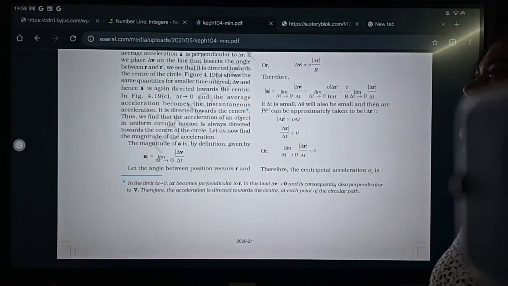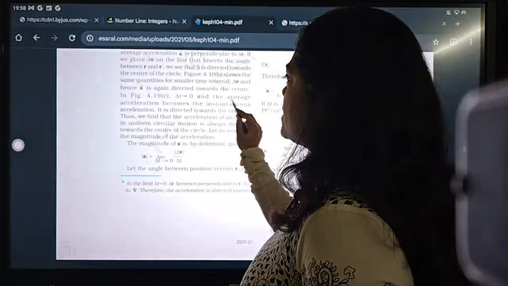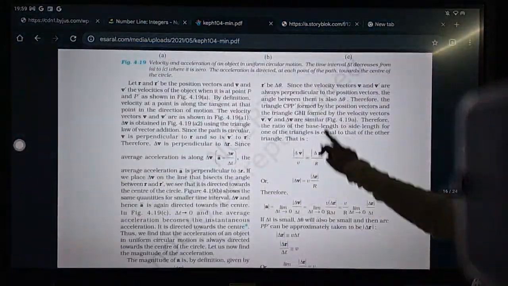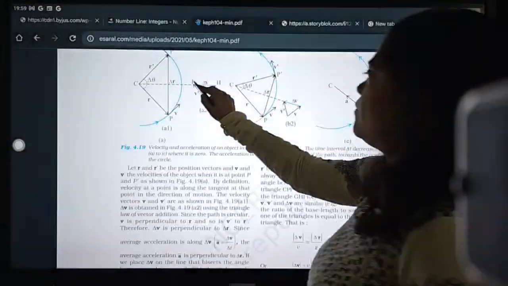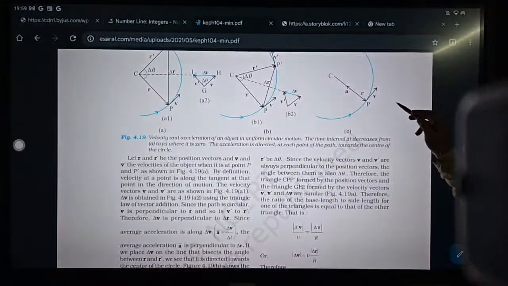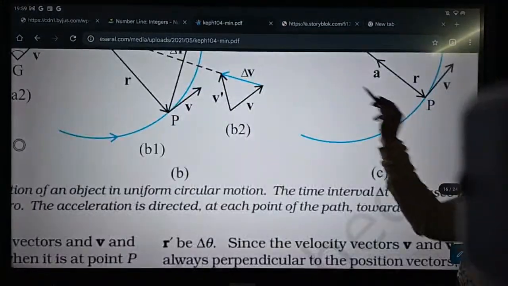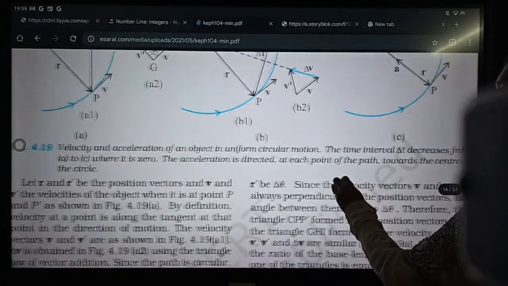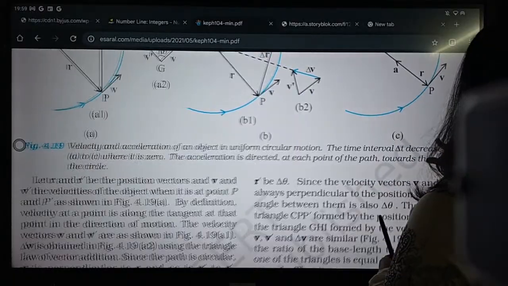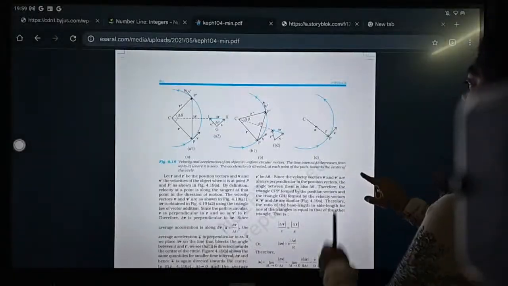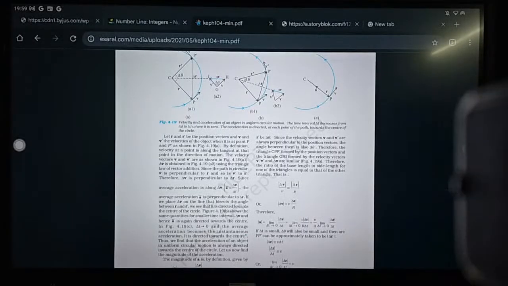Since it is directed towards the center, the average acceleration becomes the instantaneous acceleration. So that's what's shown in this picture. Here you have taken an average velocity, and then finally here it says the acceleration, right? So what is the meaning of that? Here the acceleration is the instantaneous acceleration. Got it? So all the instantaneous acceleration is pointing at the center.